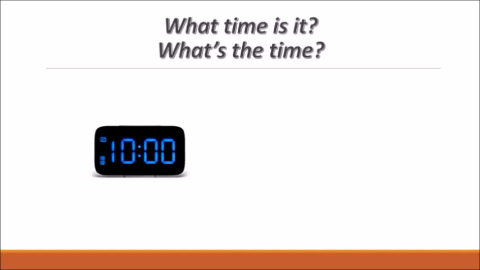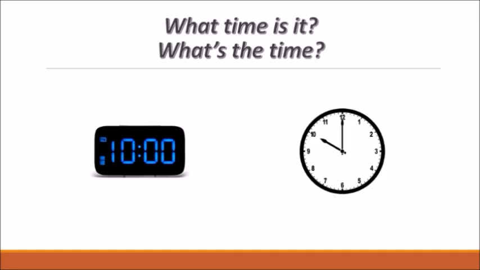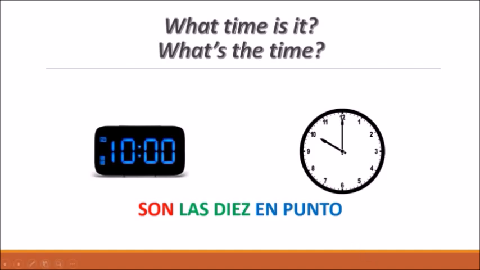Now, what about this second picture? What time is it? What's the time in this second clock? Is it the same as the first picture? La hora que indica el segundo reloj, ¿es la misma que la que indica el primer reloj? Yes, very good. En este segundo reloj también son las 10 en punto. Entonces podemos decir que en ambos relojes son las 10 en punto. Ahora bien, ¿cuál es la diferencia entre estos dos tipos de relojes? La diferencia está en la forma en que esa hora es expresada.